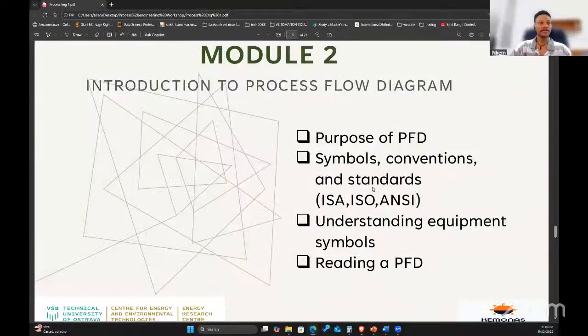Use in creating our PFDs. And we're going to understand the equipment symbols, and also we're going to be reading a PFD.